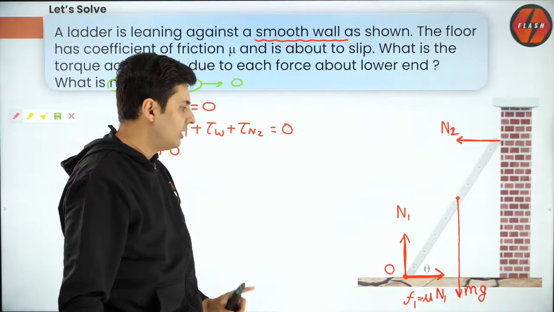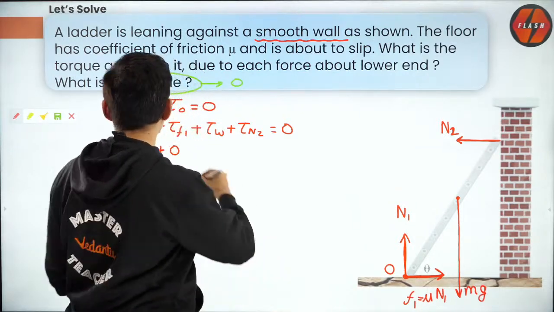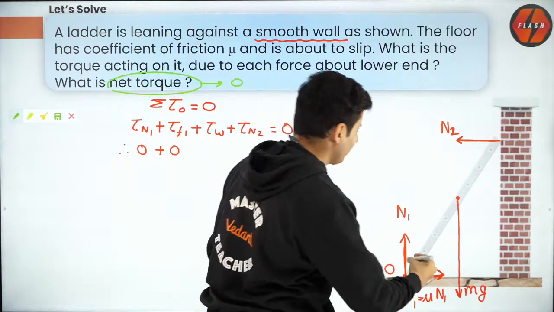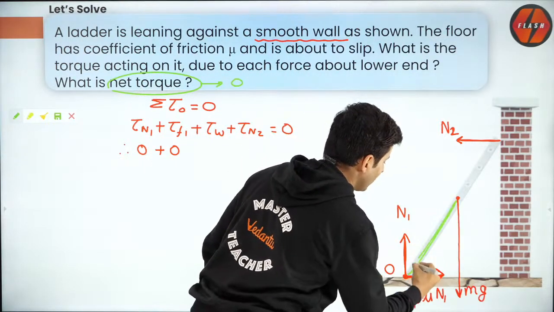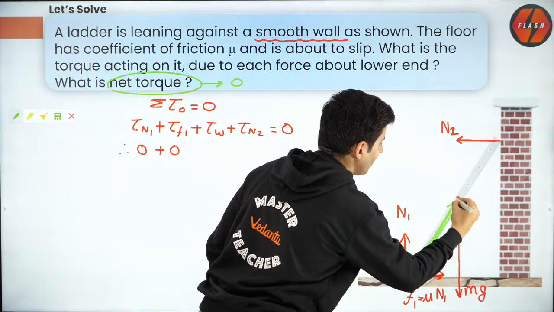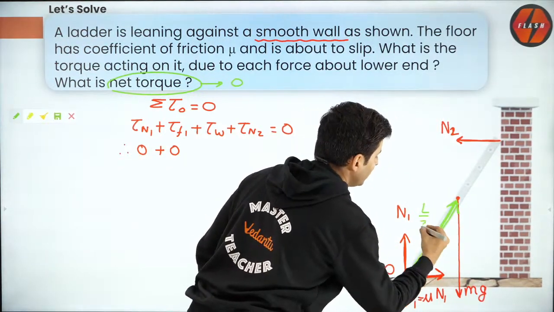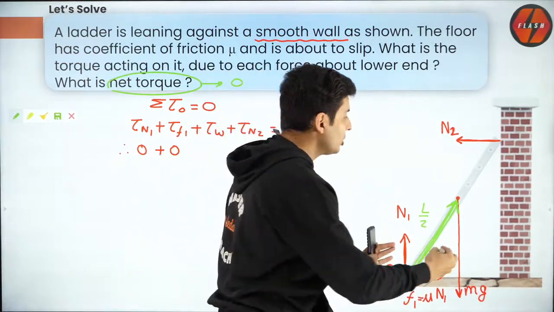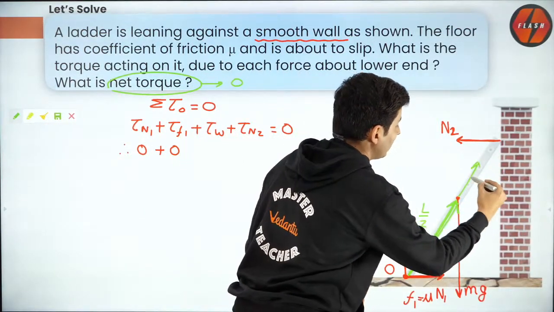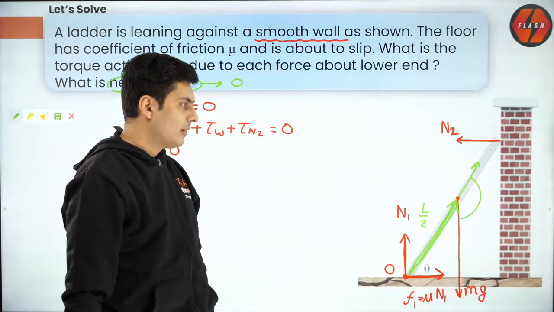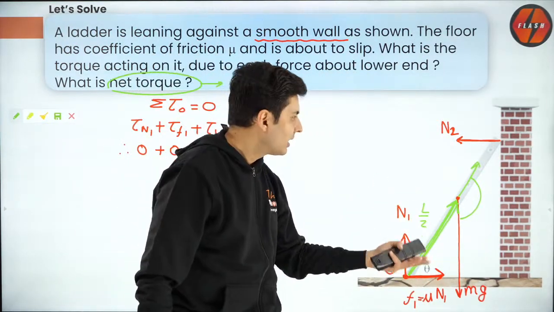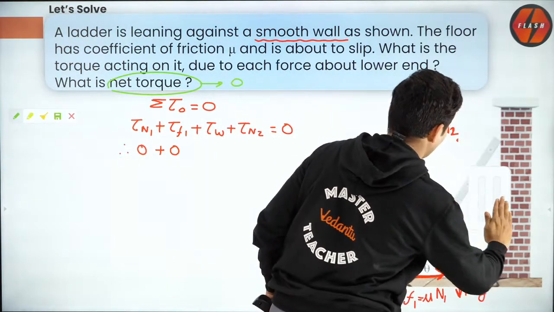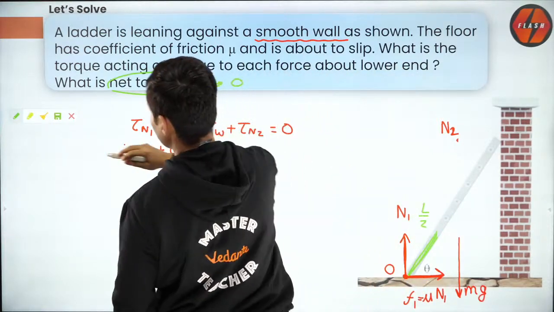Weight will produce a torque. In case you are now confused, what is the angle should I take and all that? So understand, this is your R vector, and this is L by 2. If you ask me what is the angle between them, actually the angle between them should be this angle. It is quite confusing if you look at it that way. So I'll tell you a better way of solving this.